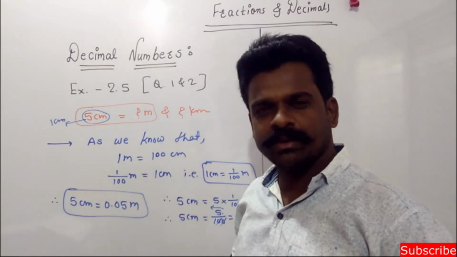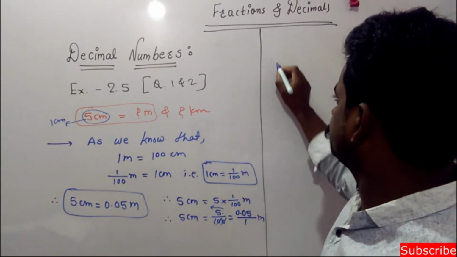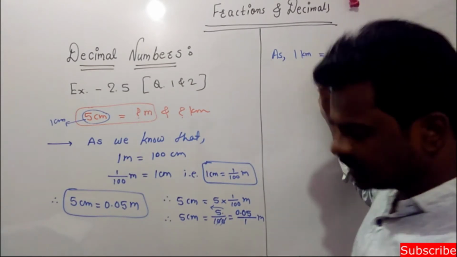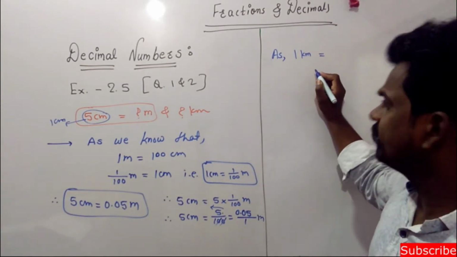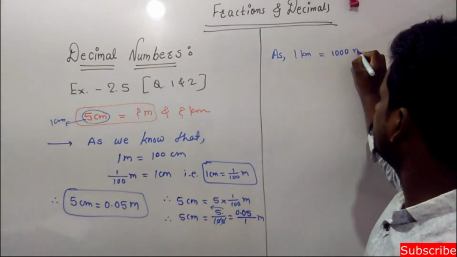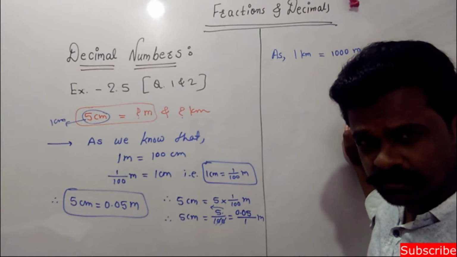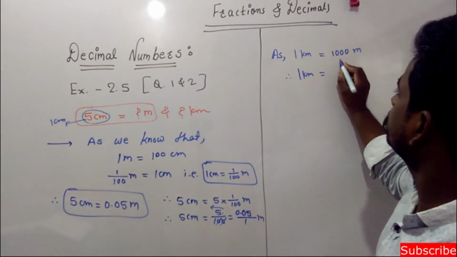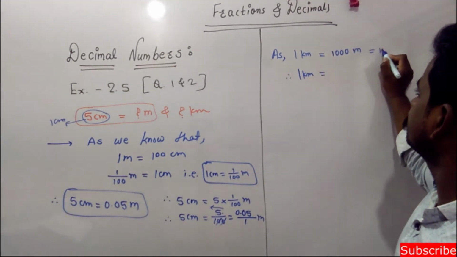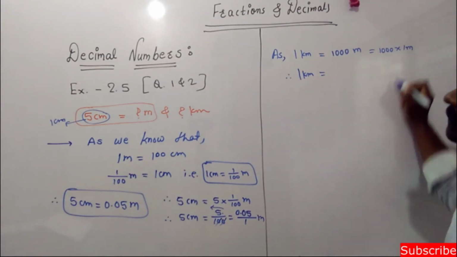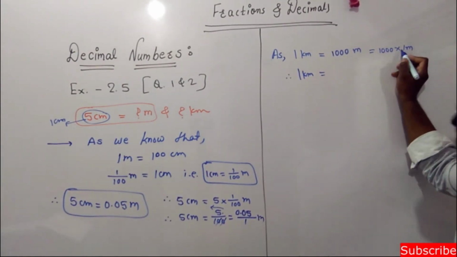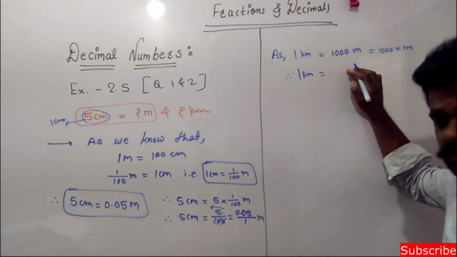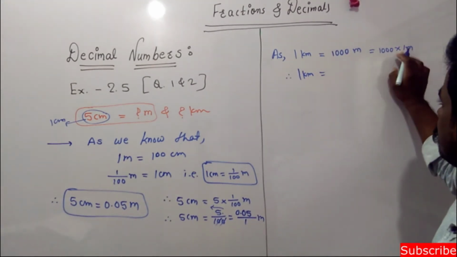We know the relationship between meter and kilometer. As we know that 1 kilometer is equal to how many meters? 1000 meter. Okay, any doubt? No problem. So if 1 kilometer is equal to 1000 meter, can I write like this, 1000 into 1 meter? 1000 into 1 means 1000 only, so it will not change the meaning. So 1 kilometer is equal to 1000 into 1 meter.